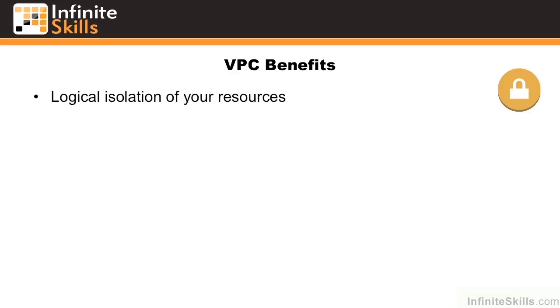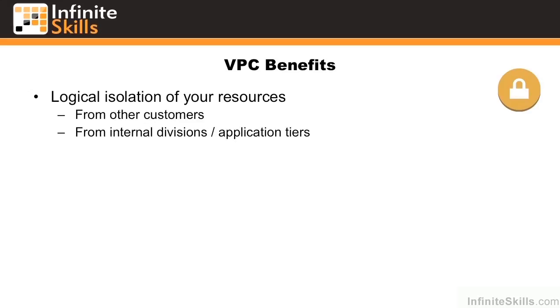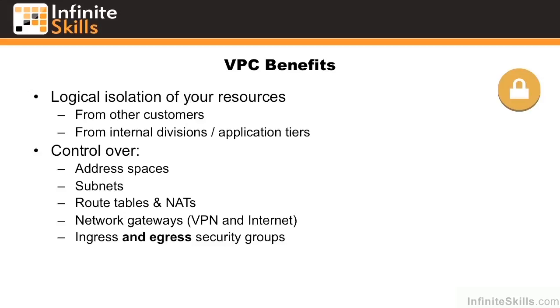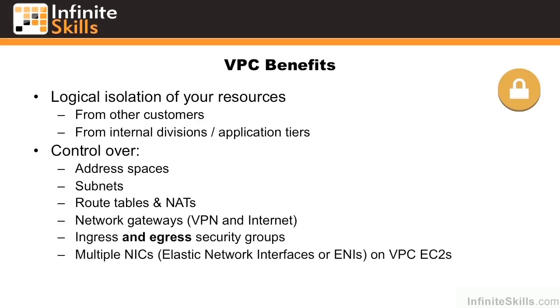VPC allows for logical isolation of your resources, both from other customers and from internal divisions or application tiers. It gives you control over address spaces, subnets, route tables, and NATs, or network address translations, which we'll talk about in a bit, network gateways, VPN, and internet. It also allows ingress and egress security groups, and you can have multiple NICs, or network interfaces, which are known as elastic network interfaces, on VPC EC2s. It also allows for dedicated hardware with EC2 only.